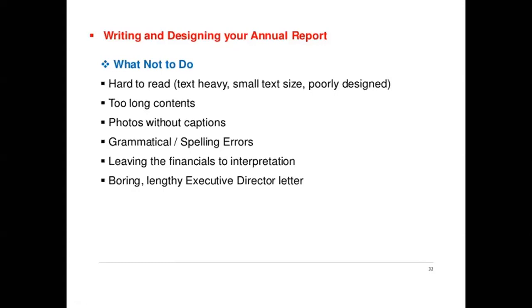Pictures have no meaning if they don't have any caption, so always mention a caption. Make your report error free, not only in sentence structure but also in grammar and spelling. Don't leave the financials to interpretation. Don't make people judge your finances; give them clarity in your financial report and records. Don't make it boring. Don't make the executive letter, which we always try to write first in the report, so lengthy that it becomes boring.